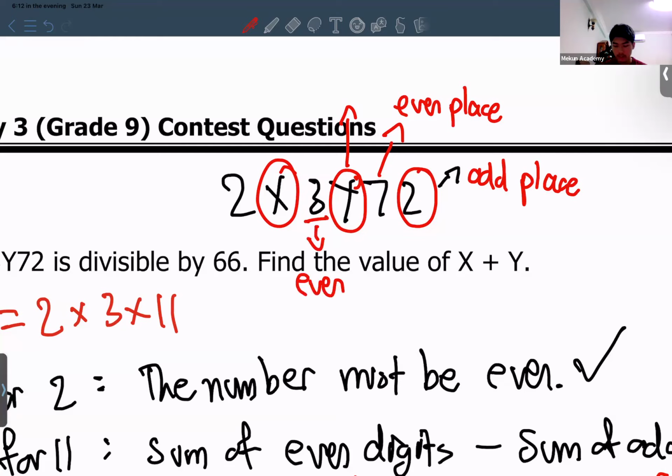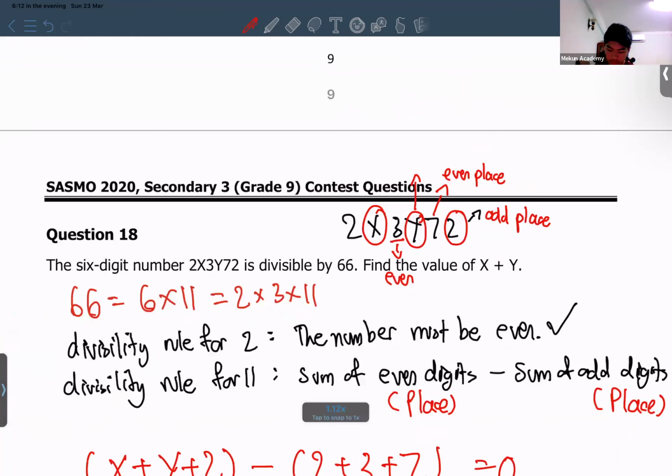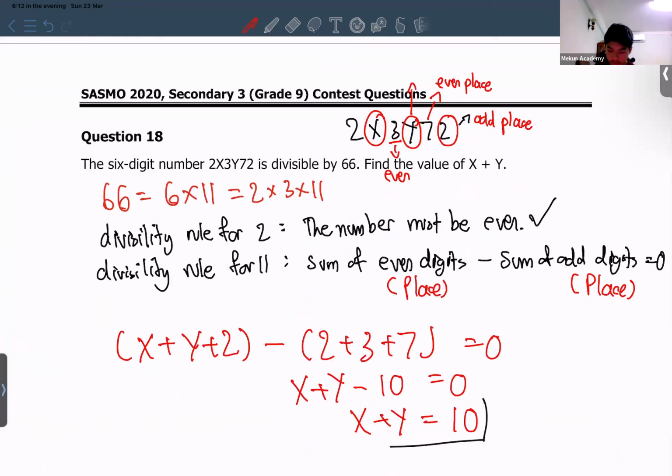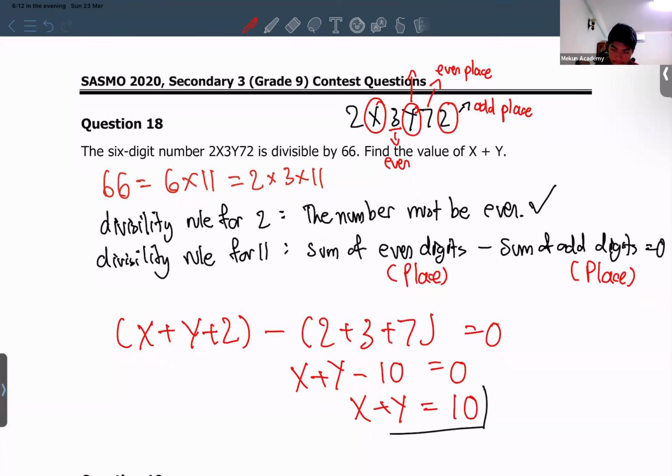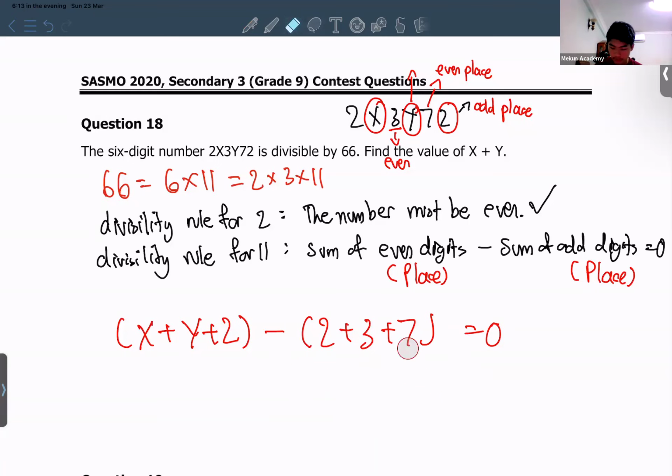Even places, x odd, 2 even, 2 even. Yes, sorry. Is there any other question, or should we move on? I suppose there's no question. We will explain again. All right, I will explain again.